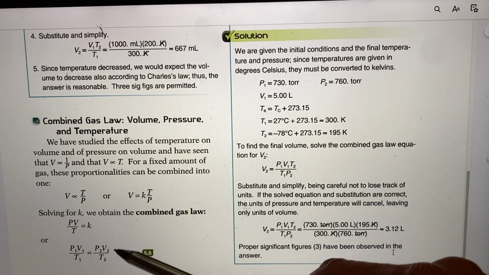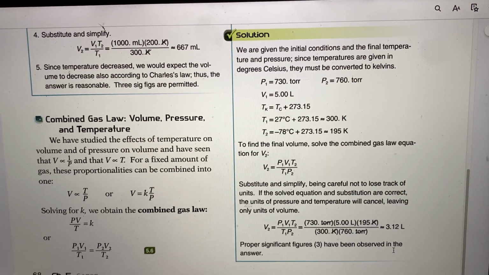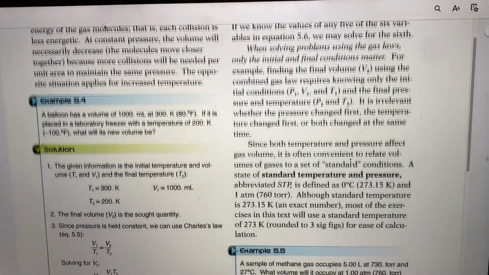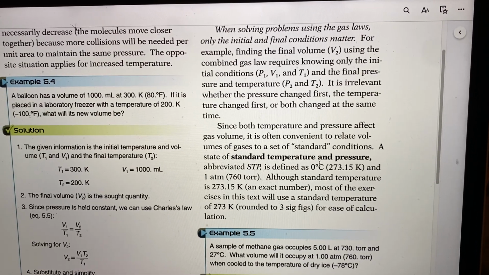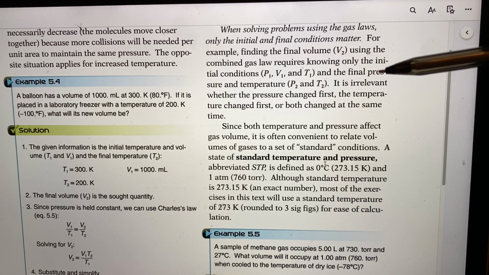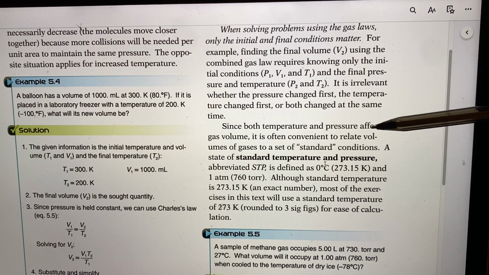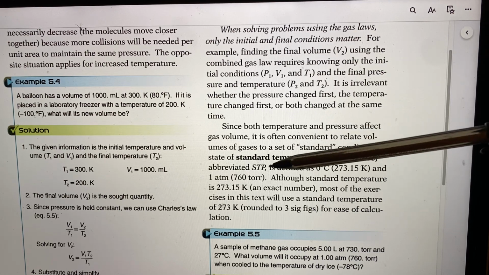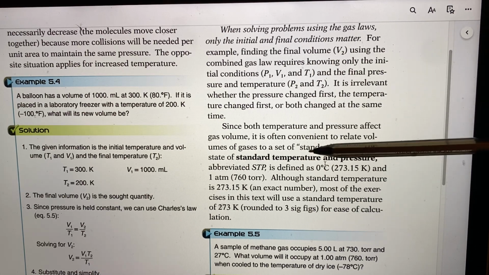You can use this combined gas law to combine all of them if you have a problem to do. The only other thing you need to know with the combined gas law is this, since it will probably be a test question: since both temperature and pressure affect gas volume, it is often convenient to relate volumes of gases to a set of standard conditions. We call this standard temperature and pressure, STP. So if you see the initials STP, you know it means standard temperature and pressure.